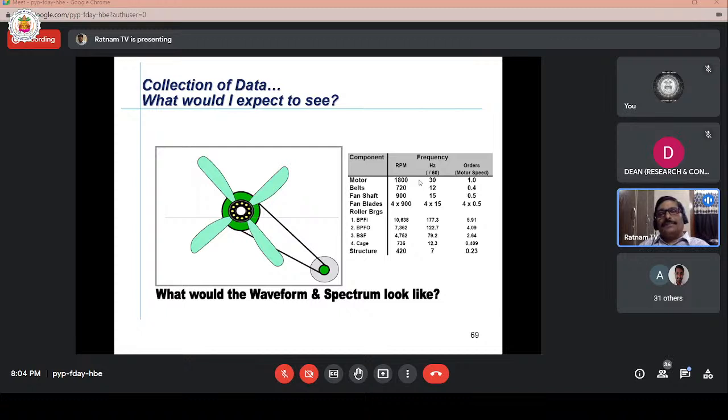Cage frequency, inner race frequency, outer race frequency, ball spin frequency. All four components will be present in the vibration spectrum. Structural frequency also. All these components will appear in the vibration spectrum.